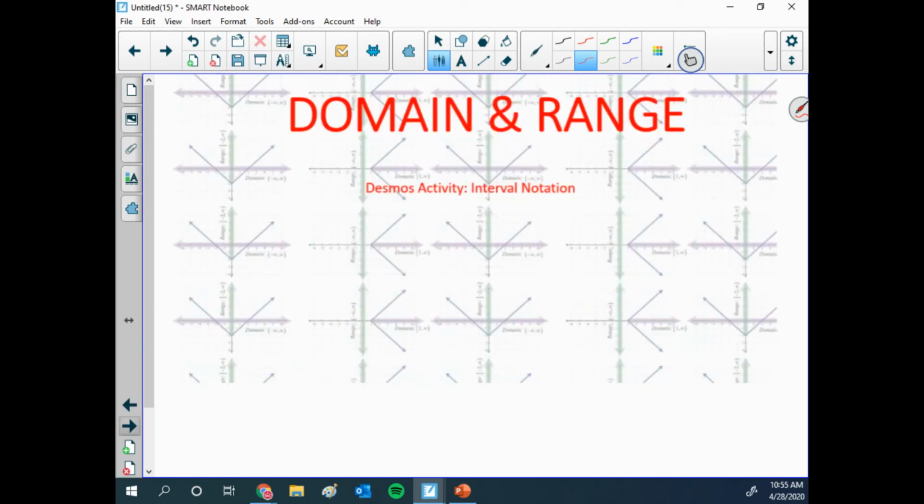Okay, so that is the lesson for interval notation on domain and range. Please go ahead and try that Desmos activity on interval notation. It should take you about 10-15 minutes. Again, it's not for marks. It's just so I can see what you understand, what you don't understand before you have to do some quizzes and to see if I need to help in any other way.